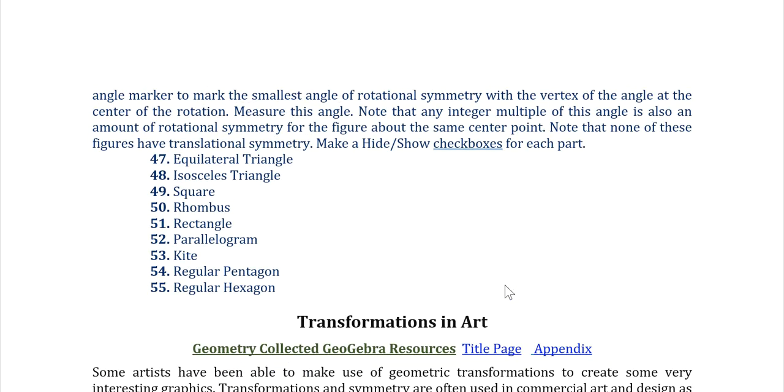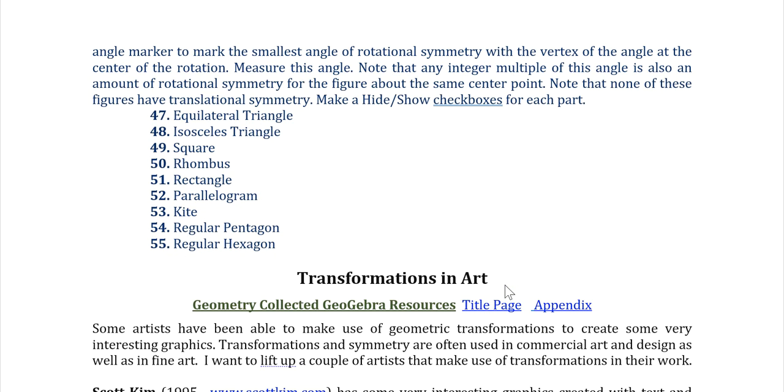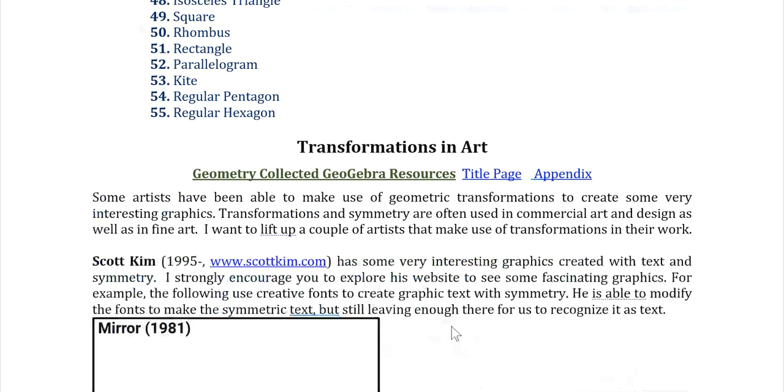There are a lot of interesting transformations in art. Some artists have been able to use geometric transformations to create some very interesting graphics and artwork. Transformation and symmetry are often used in commercial art and design, as well as in fine art. And I want to lift up just a couple of artists that make use of transformations and other mathematical ideas in their work. One is Scott Kim.